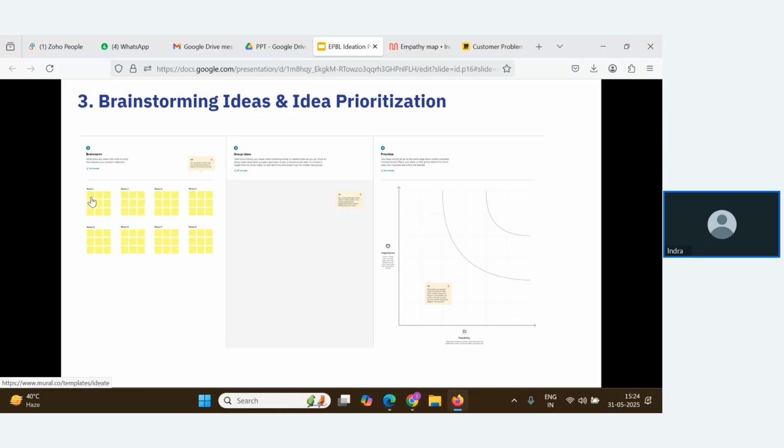Okay. So we do not have to judge their ideas or overthink their ideas. They just have to write down whatever comes to their mind based on the problem. So the goal of this section is to see the quantity, not the perfection.